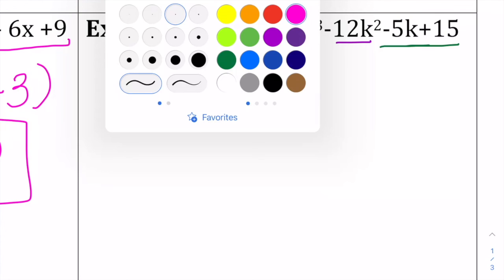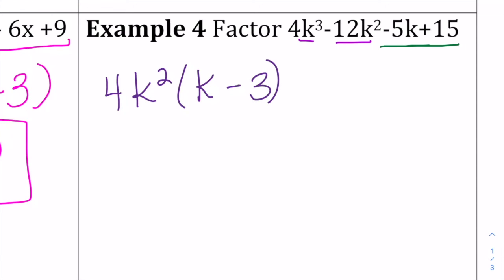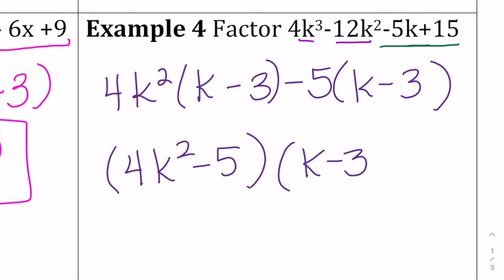All right, for the last one, let's look at the first two terms. We have 4k squared. So we'll be left with a k minus 3. And looking at the next two terms, well, we could take out a negative 5. And when we factor that out, we have k minus 3. So this is going to factor into 4k squared minus 5 times k minus 3.